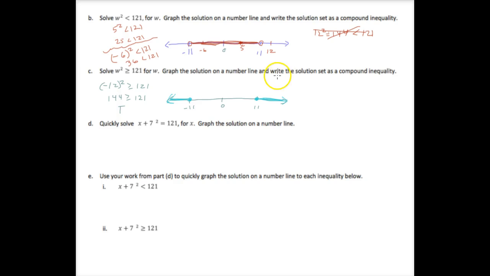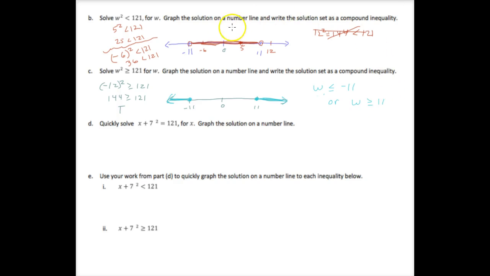Graph the solution on a number line and write the solution set as a compound inequality. I haven't done that. So the compound inequality would be, let's see, W, whoops, it's a W. Let me make that a W, sorry. All right, so the compound inequality would be W is less than or equal to negative 11, or W is greater than or equal to positive 11.